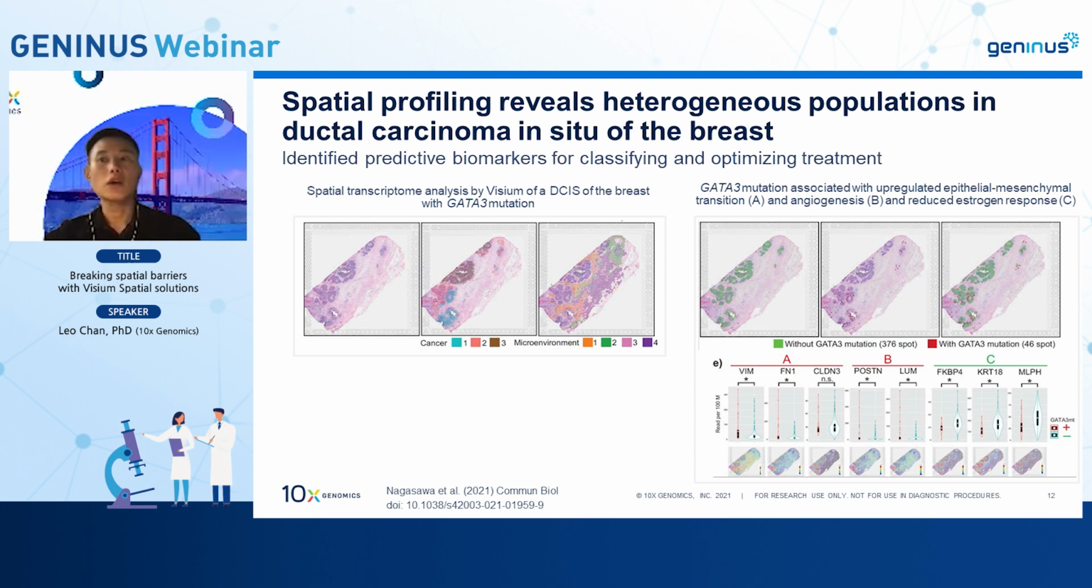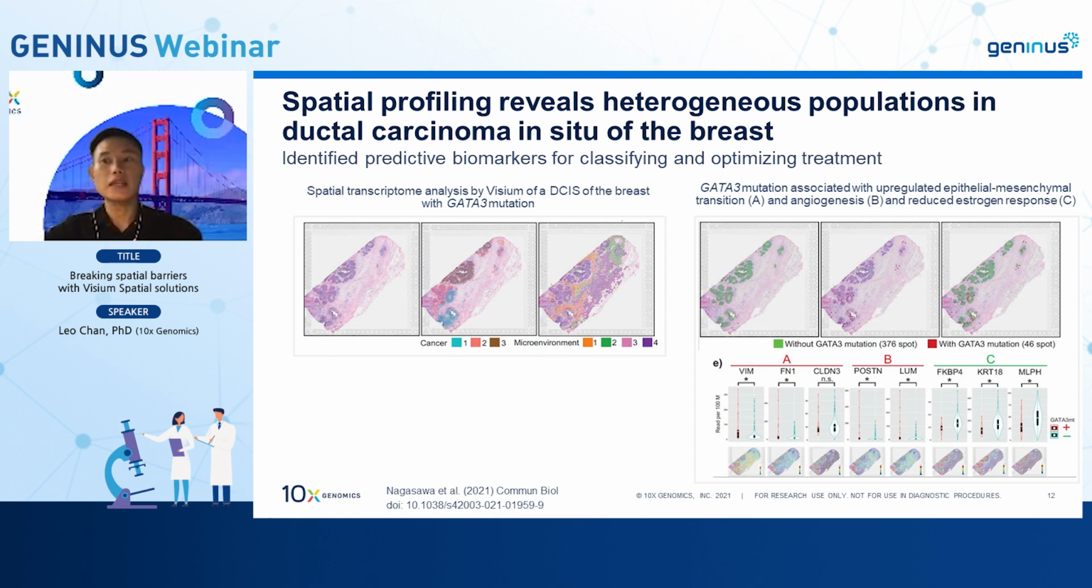In this study, the authors analyzed the integrated clinical features of more than 400 cases of ductal carcinoma in situ and performed deep sequencing analysis in a 21-case discovery cohort and in a 72-case validation cohort. They identified the most critical markers for the aggressiveness of DCIS. One of these markers is GATA3 mutation positivity. Here, we are looking at the spatial transcriptomic analysis of a patient donor with GATA3 mutation-positive DCIS.